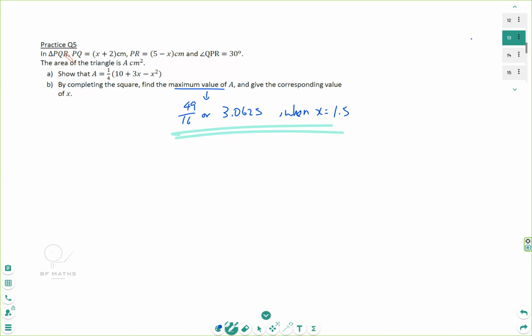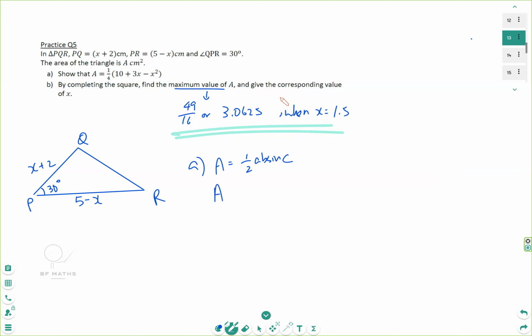Okay, so step by step. In a triangle PQR, why don't we try to draw out the triangle and make sense of it. PQ is x plus 2, PR is 5 minus x, and angle QPR is 30 degrees. The area of the triangle is 8 centimeters squared. Show that... A is the area. So part A, the question, uses the area equation. So A equals half ab sine C. So area equals half.